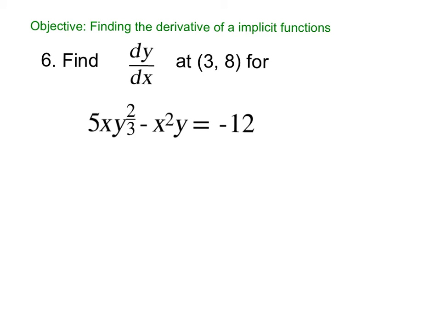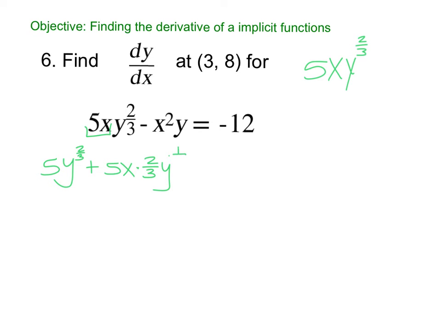Alrighty. Pause the video, try it on your own. I know it's a little gross because that is 5xy to the 2/3. That's an exponent. All right, so take your time with it. It's 2 product rules. So we got 5y to the 2/3 plus 5x times 2/3 y to the 2/3 minus 1, which is negative 1/3, times dy dx.